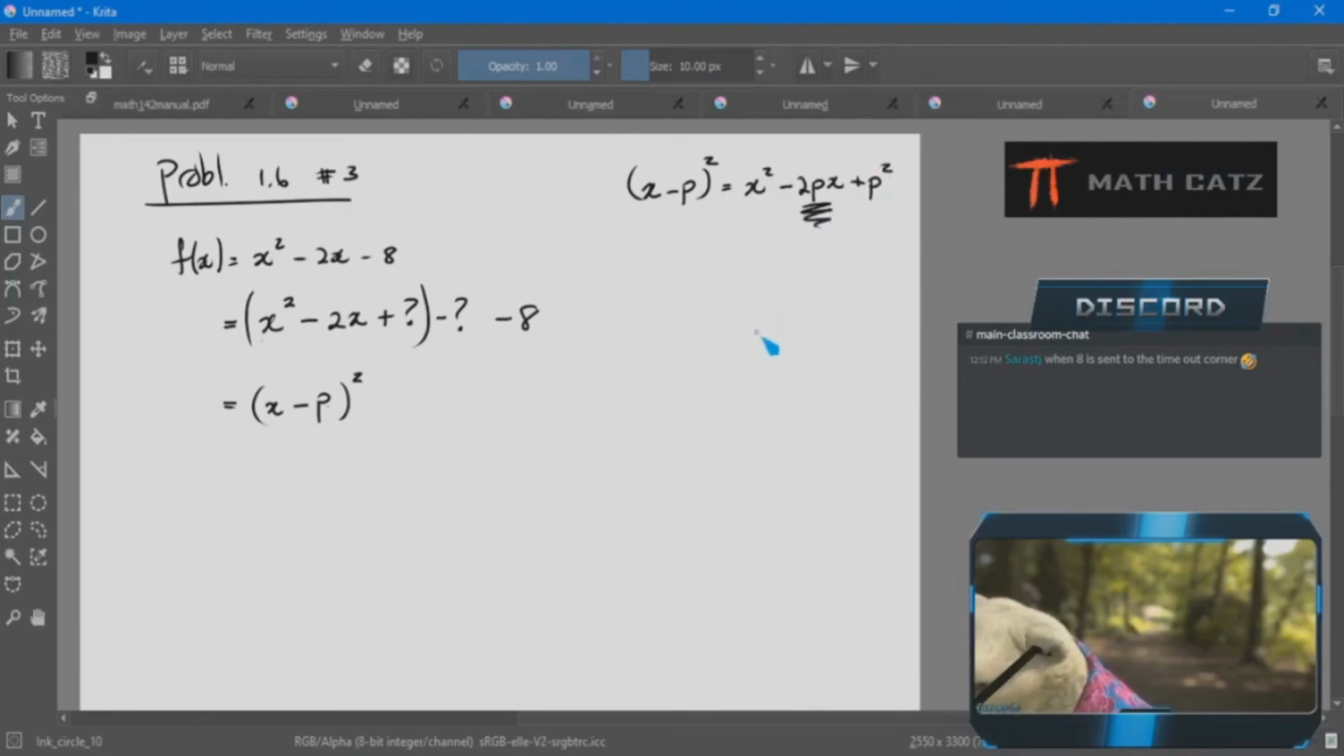Let's focus on this middle term. This middle term should be negative 2x. Right? It's right there. I can't change the negative 2x. That is what it is. So what should p be to give me the negative 2x? I have a negative 2 and I have an x, so that means the p should be 1.